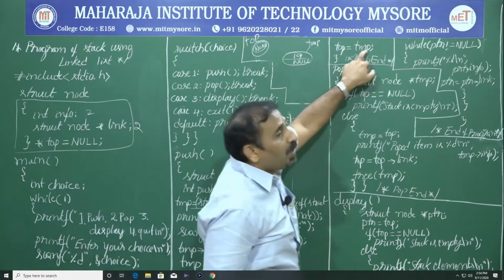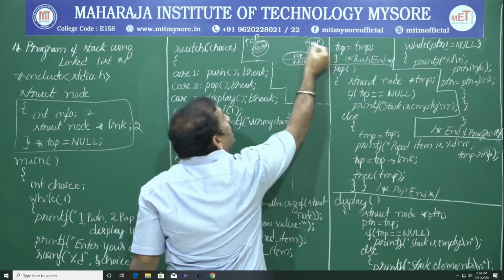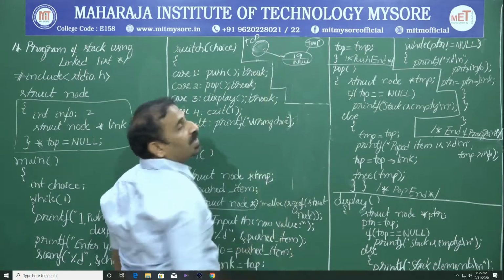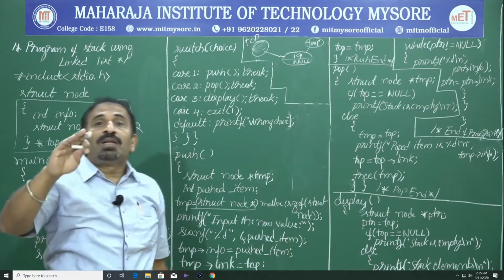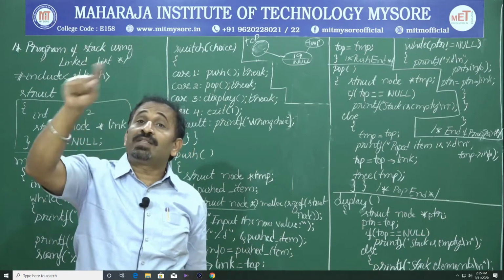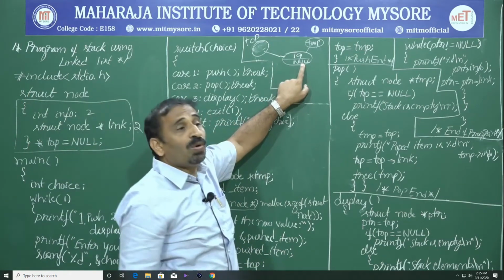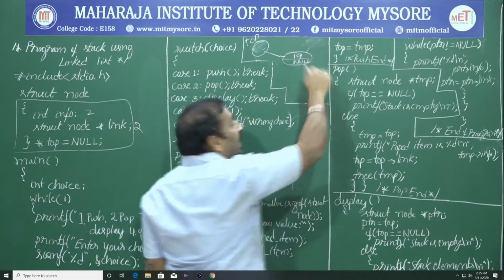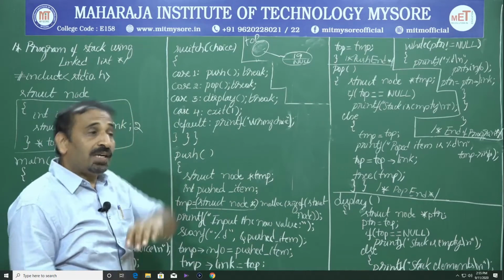Next, top equal to TMP. Now, what is there here? The address of this node is copied here. So, earlier it was null. Now, this is holding the address of this. Till now, top was holding the null address. Now, top is holding the address of the newly created node, and the newly created node's link is now holding the address called null. So, this is how it is. I think next time when you do the insertion, you will understand much easier.